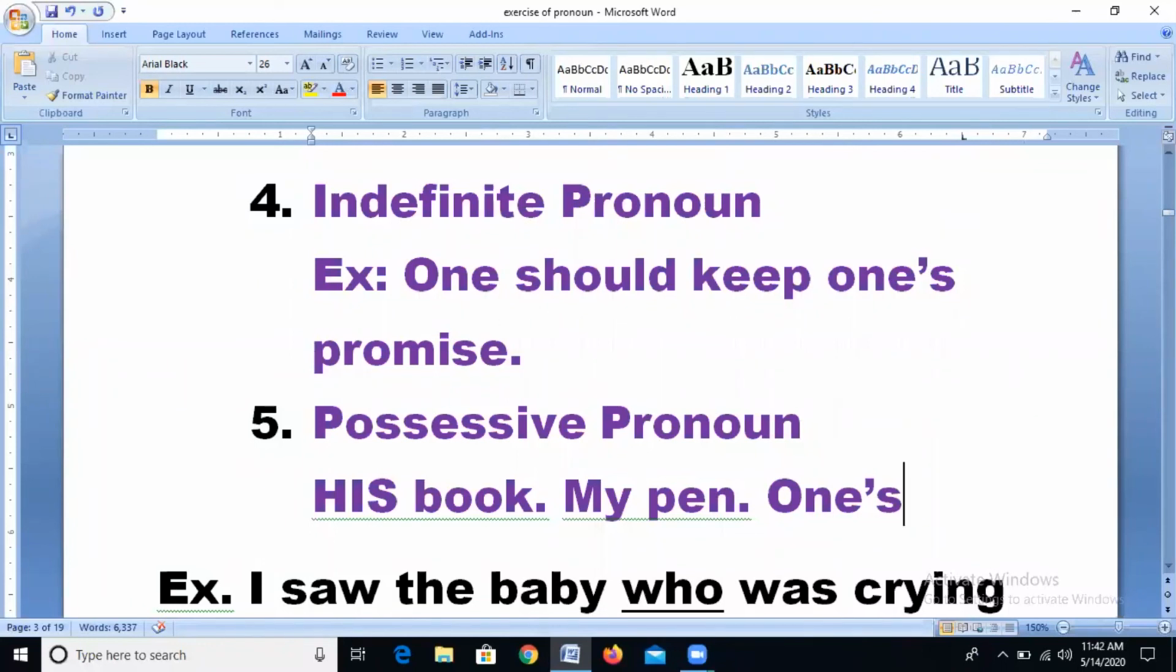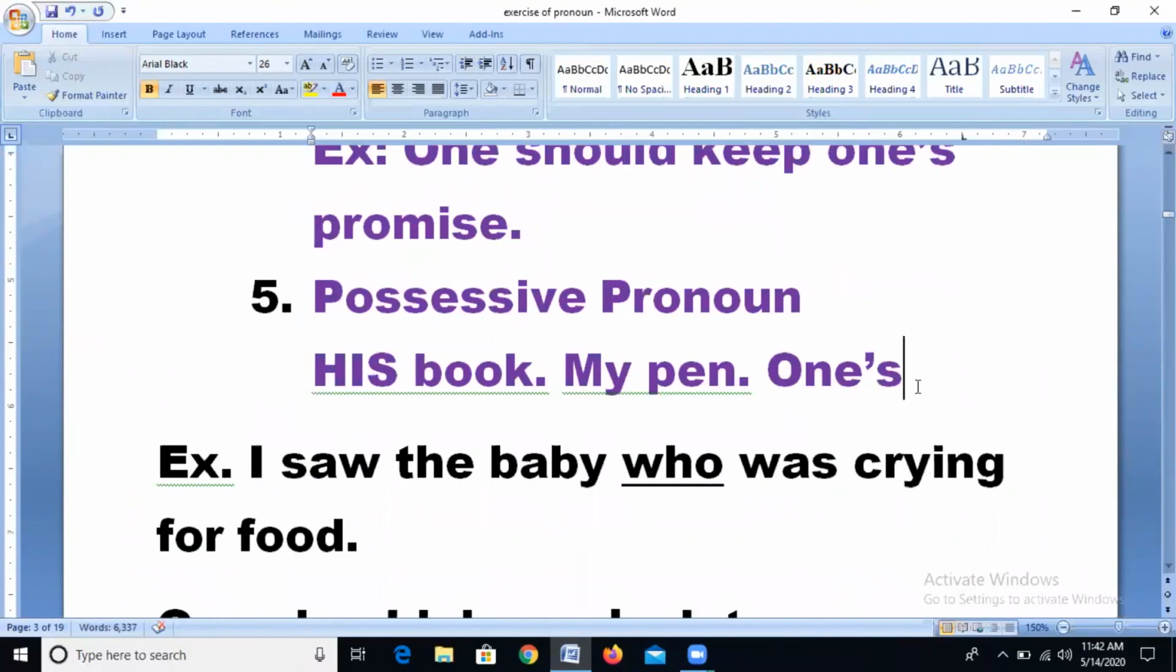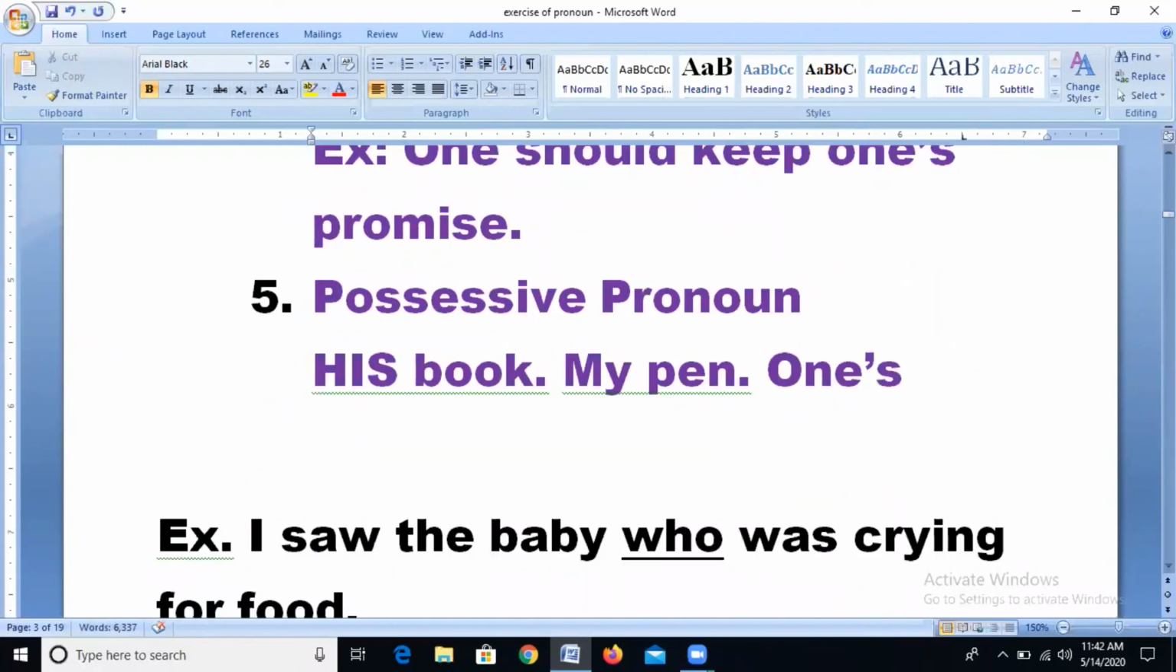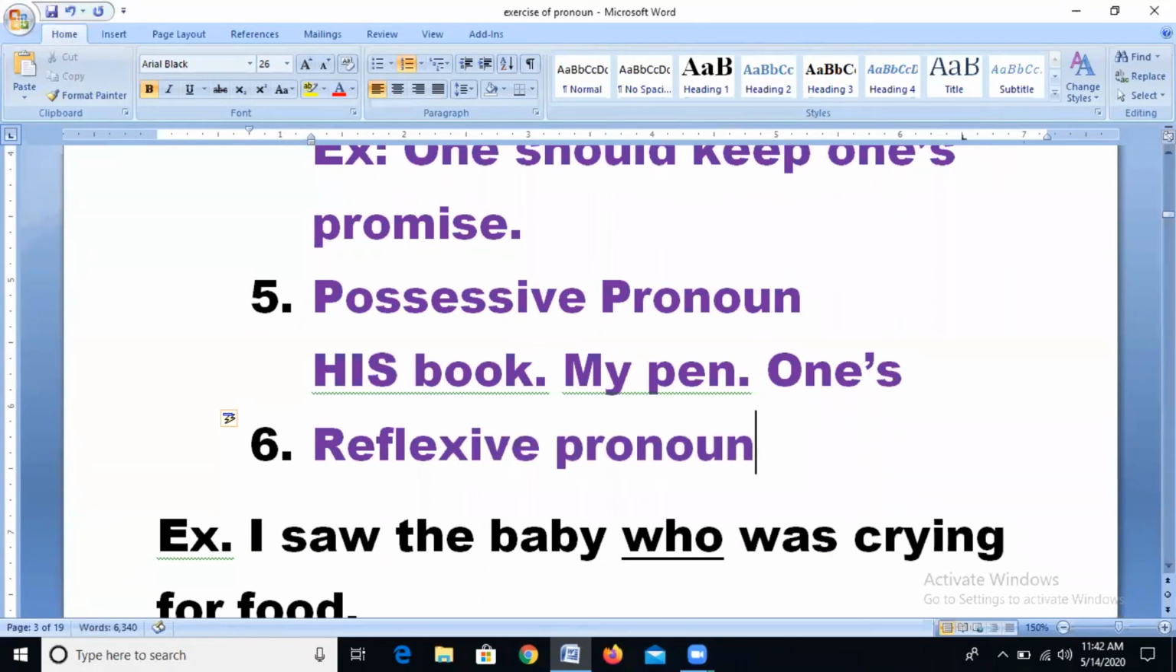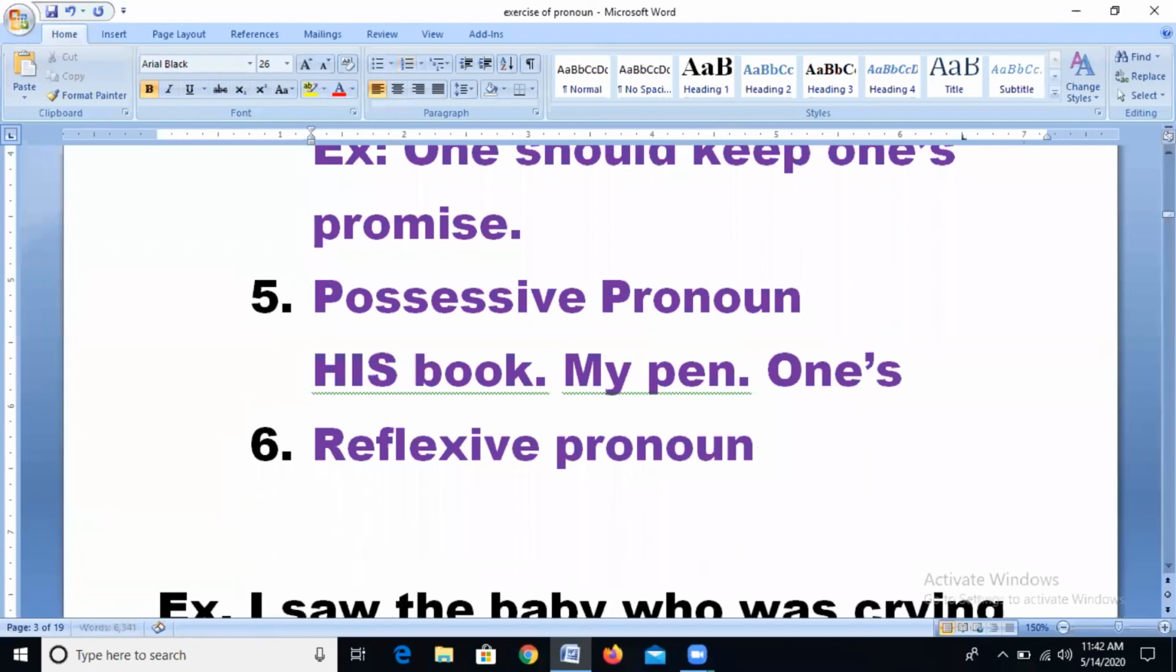Okay. Then come to number 6, reflexive pronoun. Okay. Reflexive pronoun. Now, what is reflexive or what is reflex? Reflexive, that is automatic.